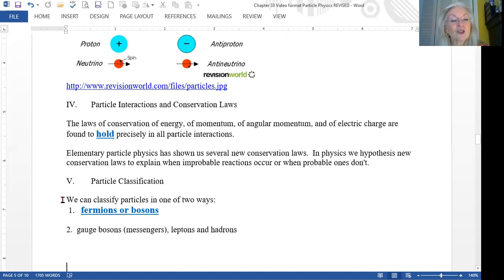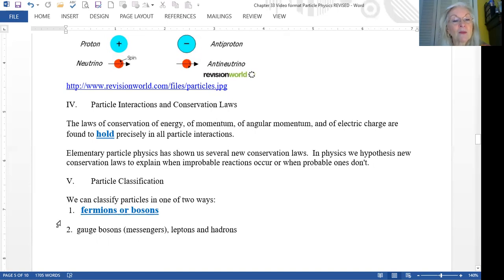So, particle classification. We classify particles in one of two ways. We've got two systems. Just like at the university, I could divide students up by major. I could divide students up by height, everybody 5'5" and under in one classification, everybody 5'5" and over in a different classification. I could divide them up by Bachelor of Arts versus Bachelor of Science. I could divide them up by freshman, sophomore, junior, senior, or graduate student. So classification systems just allow us to group like things together and then study them based on the rules of our classification. Particles are the same way.